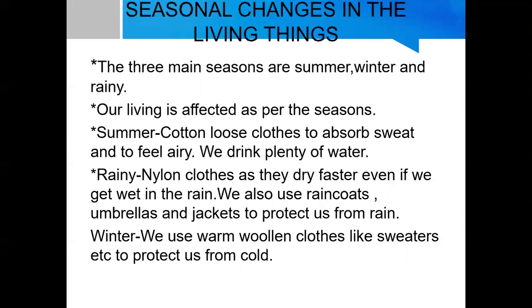Second, we come to the rainy season. In the rainy season, the clothes that we wear are nylon clothes as they dry faster. Even if you get wet in the rain, the clothes dry soon. And we also use raincoats, umbrellas, and jackets to protect ourselves from the rain. Now, in the winter, it is very, very cold. So we use warm woolen clothes like sweaters to protect ourselves from cold. To keep ourselves warm, we wear many woolen clothes.